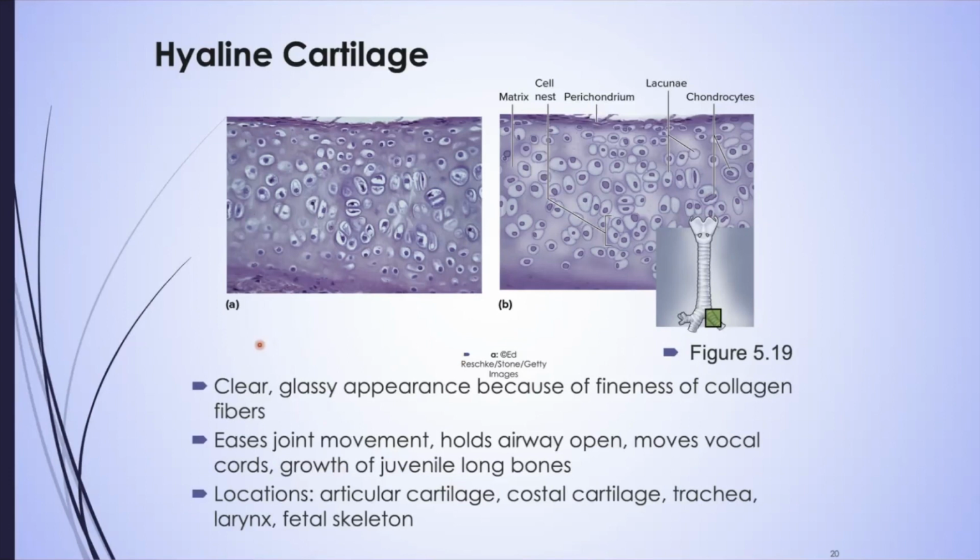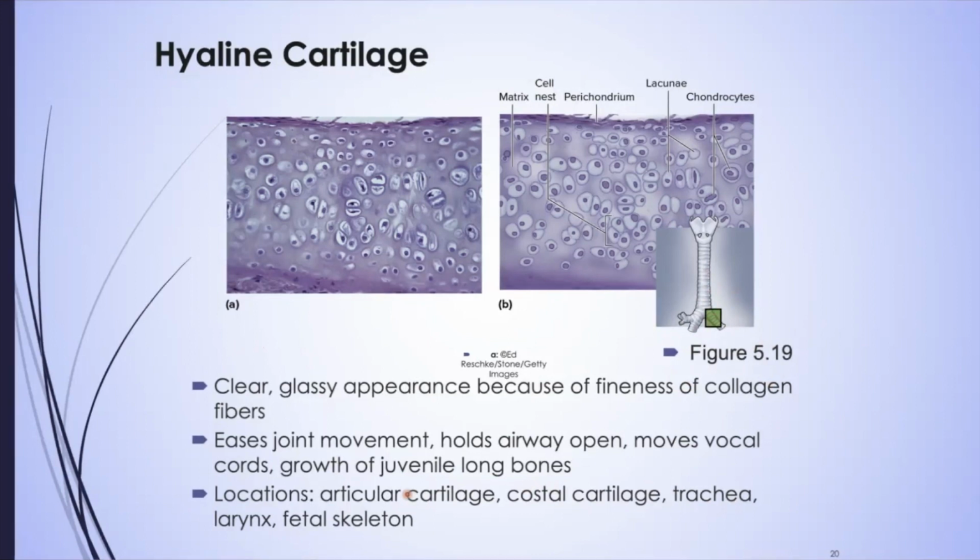Hyaline cartilage. It's going to have that clear, glossy appearance. So I am looking at the bronchial right here. Boom. You got your tracheal. It's not quite into the bronchial. I apologize. We're not going that deep. This is the extension of the trachea.